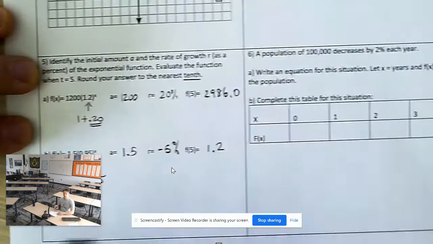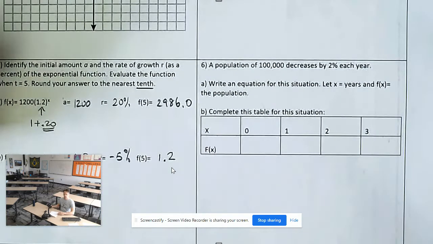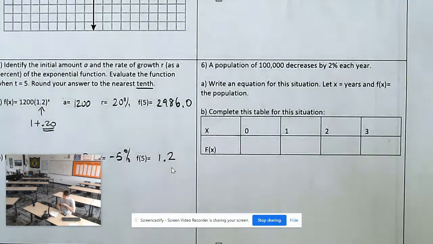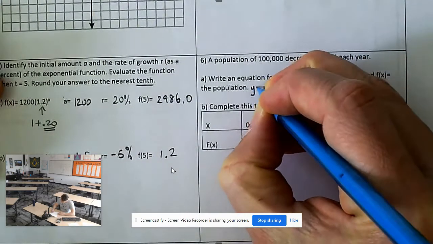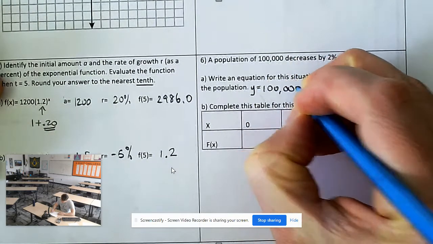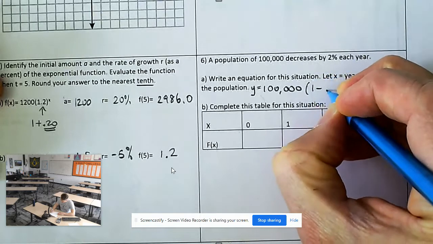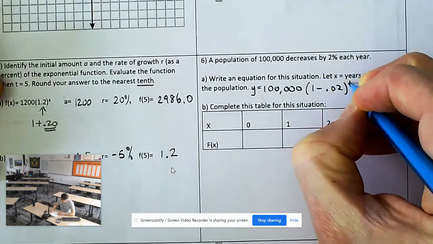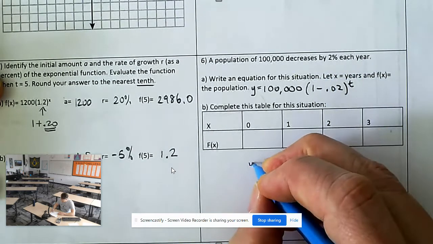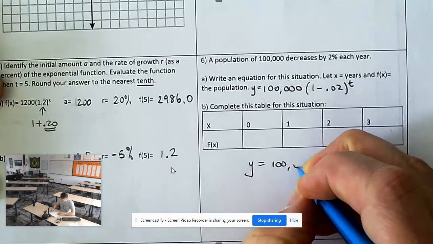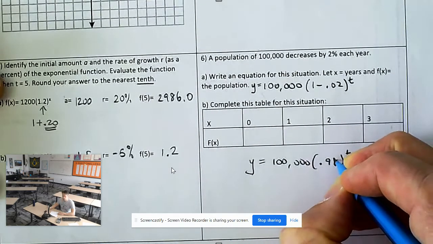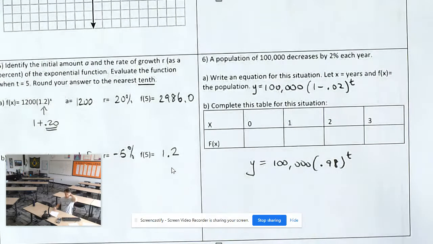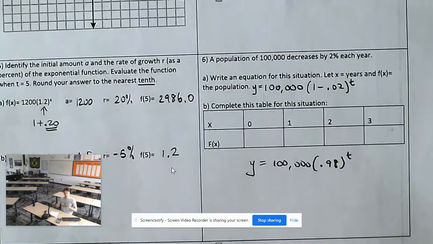Okay, a population of 100,000 decreases by 2% each year. Write an equation for this situation. Okay, so y equals 100,000 times 1 minus 0.02 to the power of t. If you want, you could also write it this way: 100,000 times 0.98 to the t. If the population is decreasing by 2%, that means that 98% of the population is staying each year.